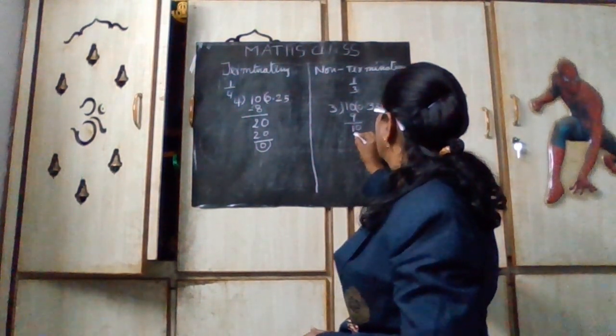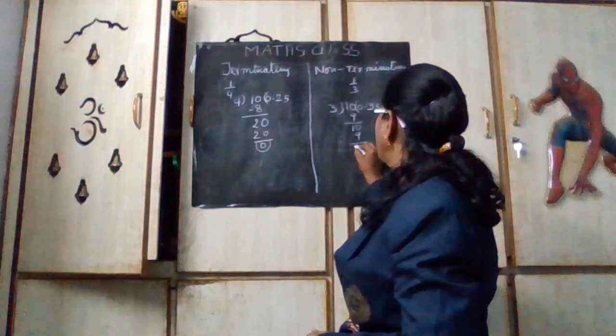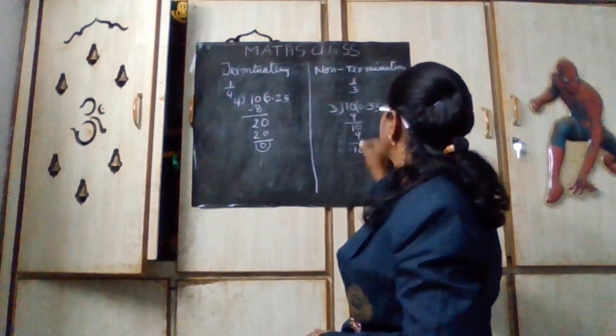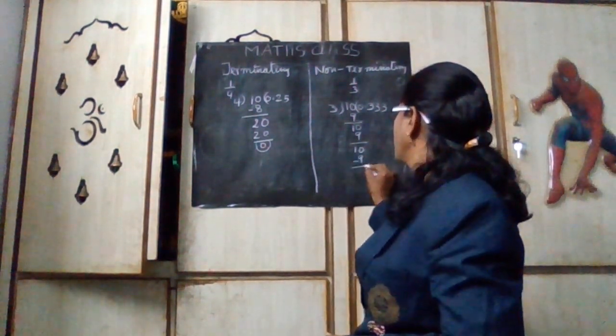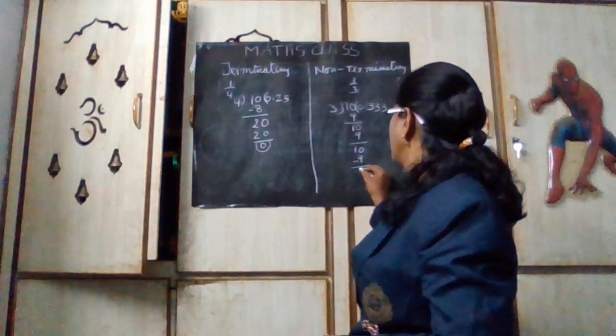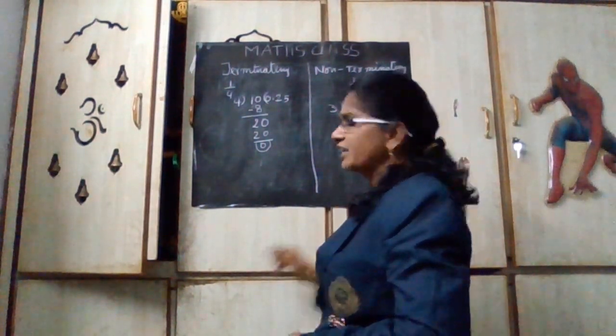What is the remainder? 1. Again 3 3s are 9, and 3 is the quotient. What is the remainder? 1. Okay.